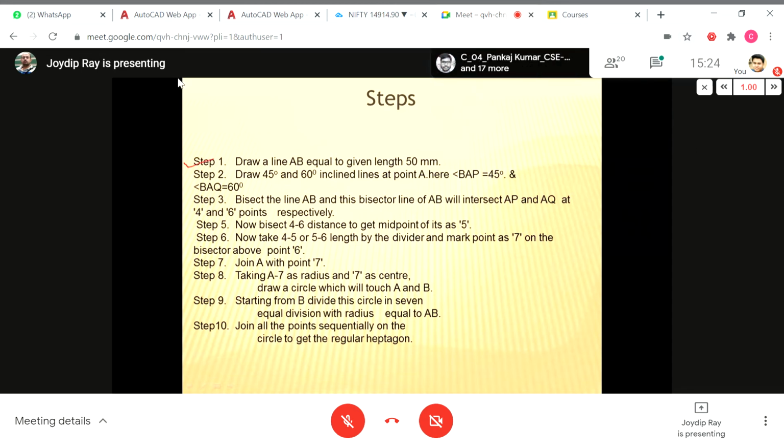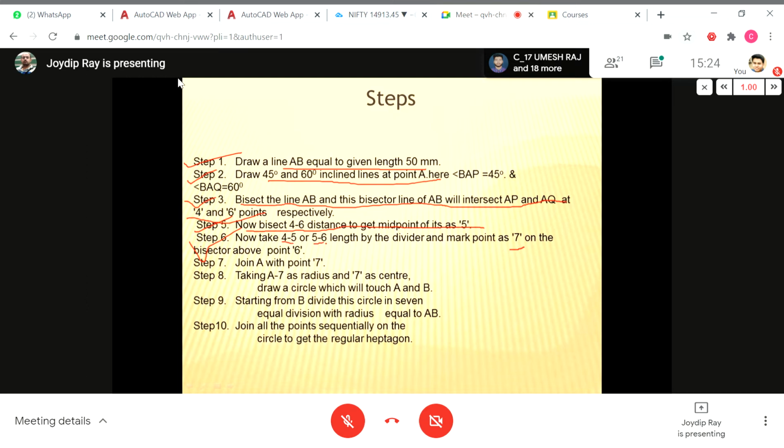Here you can see you have to first draw line AB of 50 millimeter. Then you have to draw 45 degree and 60 degree inclined lines from point A. Then step 3 is to bisect the line AB properly, and that will cut the AP and AQ lines at 4 and 6. Then step 5 is to bisect 4 to 6 at its middle point, and you will get point number 5. Similarly, you get point number 7 by taking the length 4 to 5 or 5 to 6.